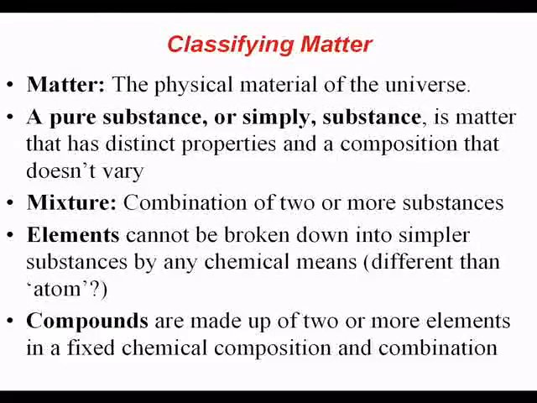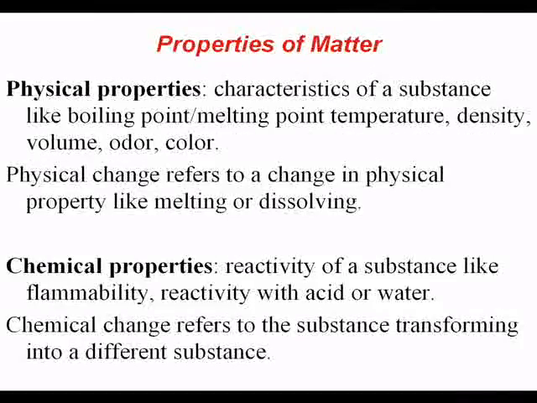Let's look at the physical and chemical properties. I need you to understand the difference between these. Physical property, this is the characteristics of a substance, like its boiling point, its melting point, temperatures. Its density, that's the mass per volume, its odor, its color. Okay? Chemical properties are just what this substance will do with another substance chemically. It's the reactivity of a substance, like flammability, reactivity with an acid or with water.